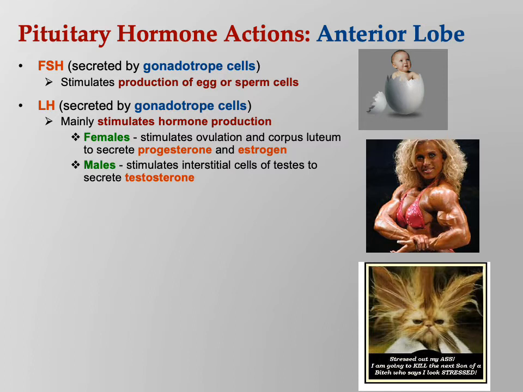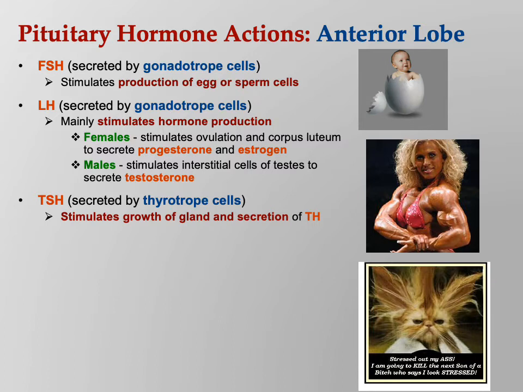So notice the two gonadotropin hormones here. FSH has to do with eggs and sperm. LH has to do with sex hormones. Progesterone, estrogen, testosterone. Okay. TSH, thyrotrope cells, that's not a critical term, but you know, what the heck. Stimulates growth of the gland and secretion of thyroid hormone. So, once again, this chain of command. Thyrotropin releasing hormone in the hypothalamus causes anterior pituitary to release thyroid stimulating hormone, which goes to the thyroid and causes the release of thyroid hormone. All right? They've all got thyroid in their names.